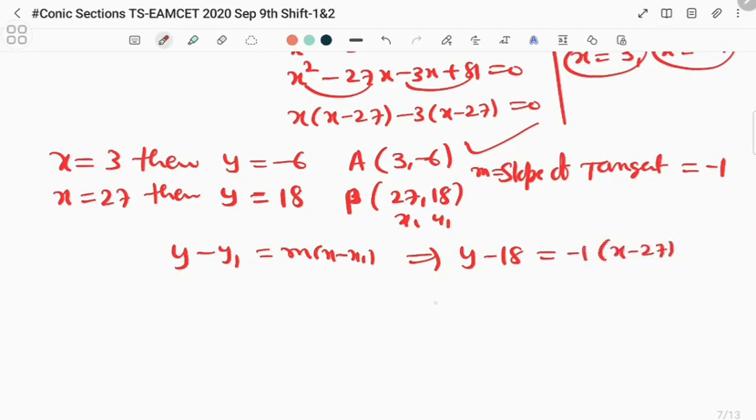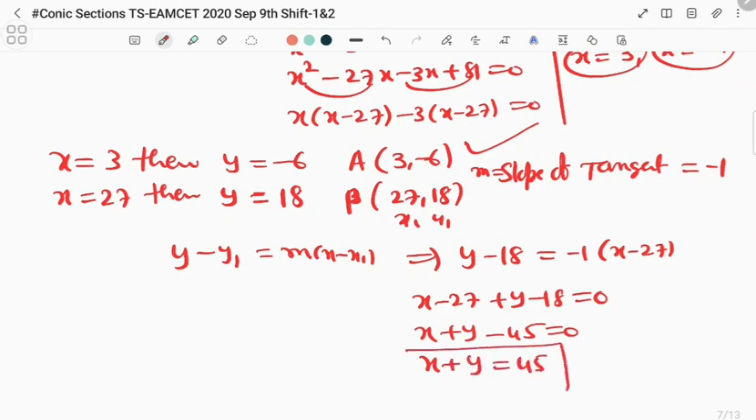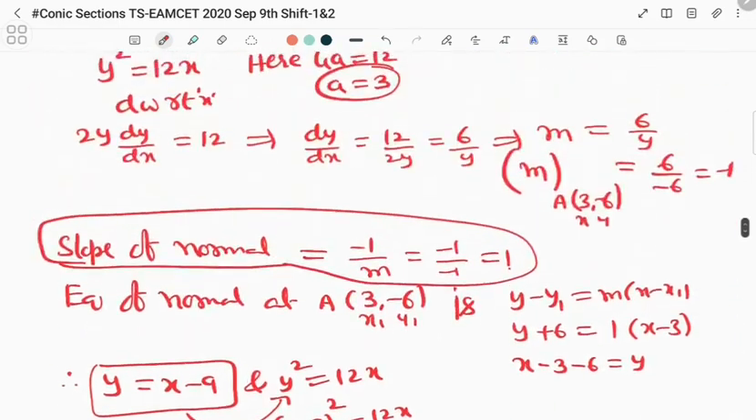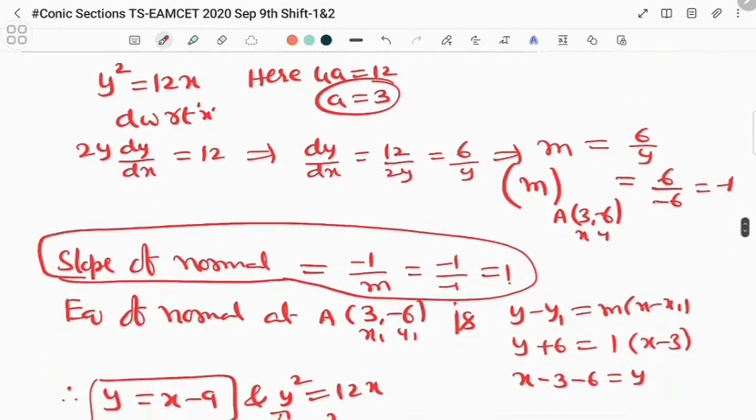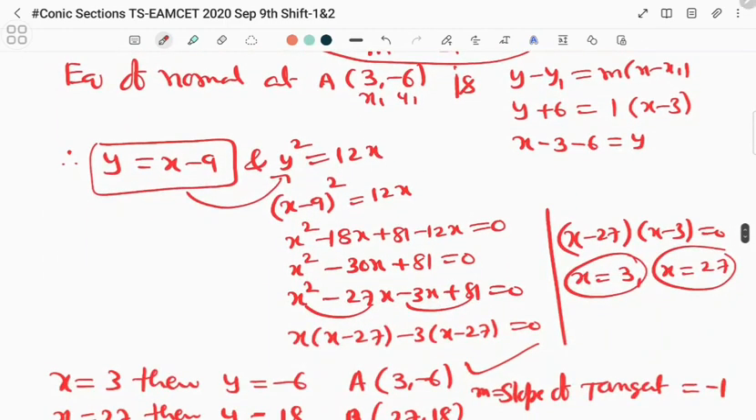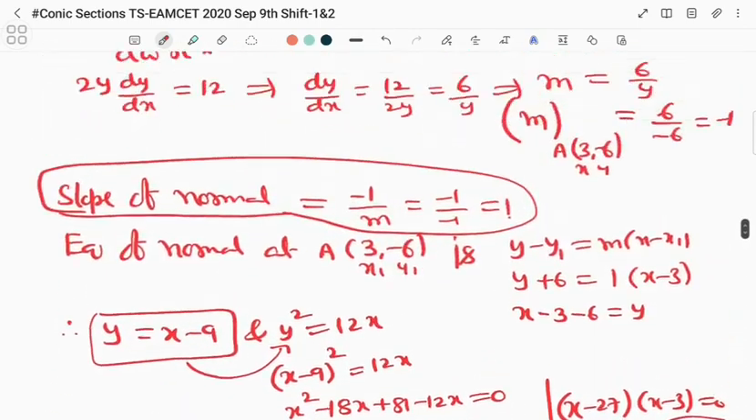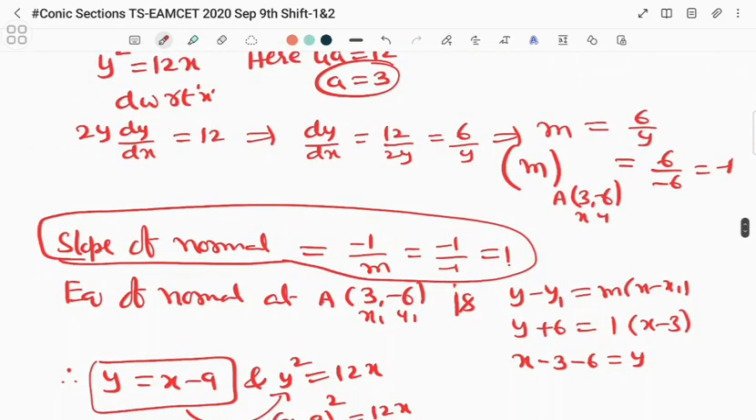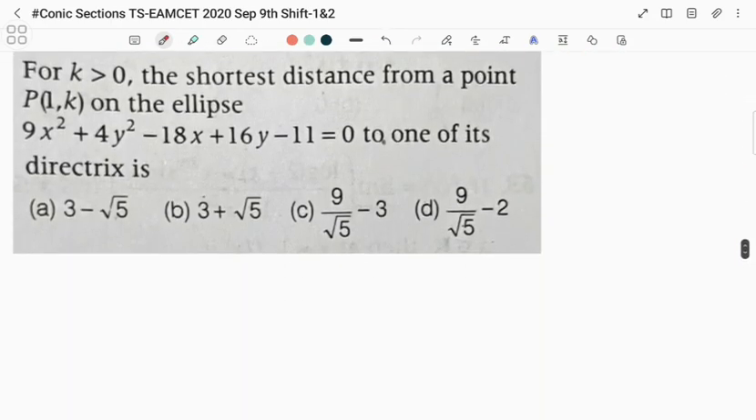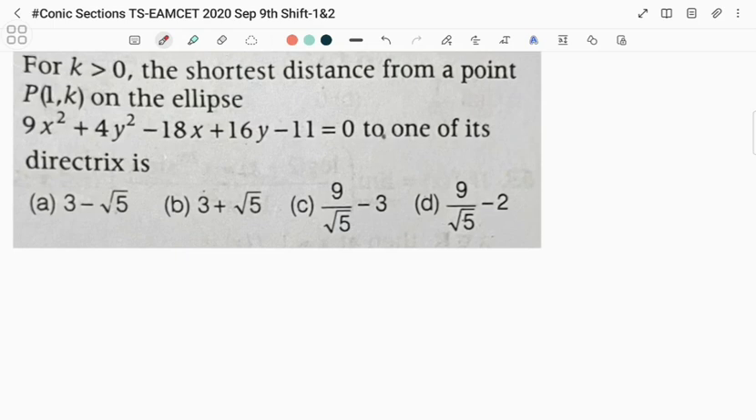So all these values we can take to this side. x minus 27 plus y minus 18, so x plus y minus 45 equals 0. So x plus y is equal to 45. It is there in the second option, dear students. Slowly we can do this, easy question only. Based on that, we can go on. Slowly you can. I hope you understand, you observe the figure also. We will move to the next question.